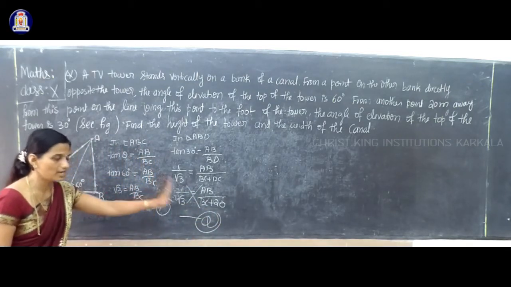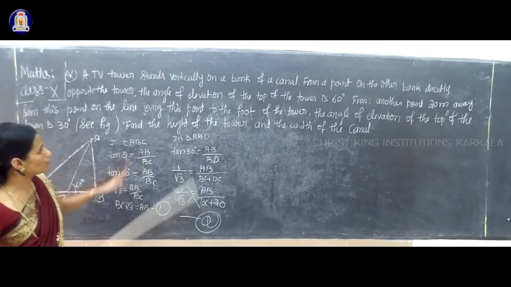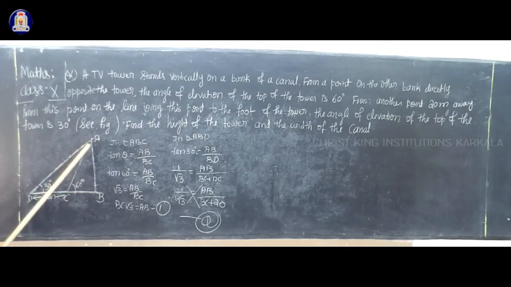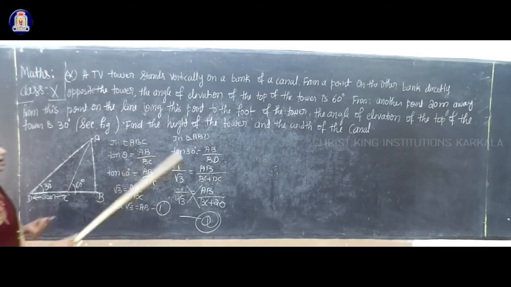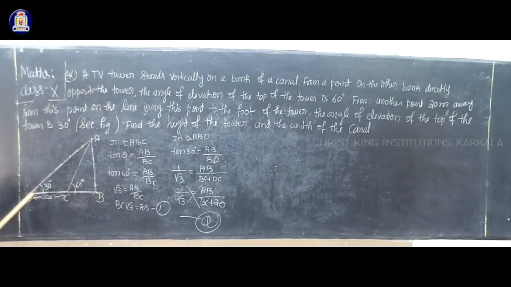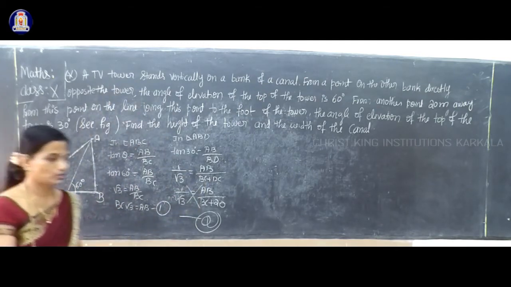Simplify equation number 1 and equation number 2. Now what to find here? Find the height of the tower, that means AB. And also find the width of the canal, which means you have to find BD. DC is known, only the part BC should be found. How to find this part? By using equation number 1 and equation number 2.